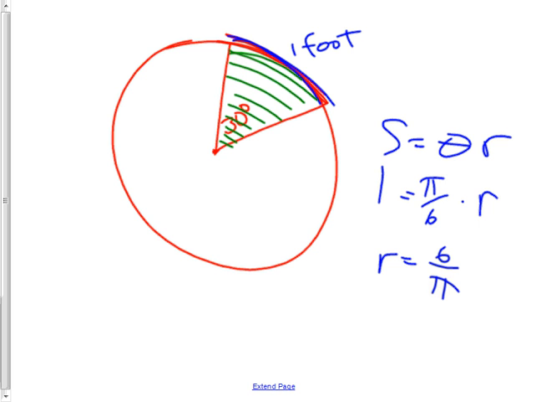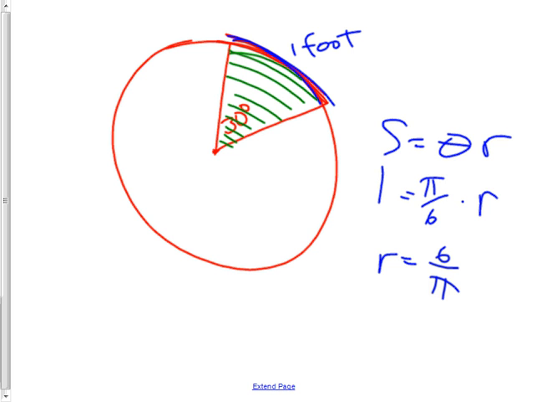Good. And that's not that weird in that pi is just a number. Pi is 3.14. So it's like 6 divided by 3, so the radius is about 2. Does that seem okay in this scenario? Yeah, seems reasonable.